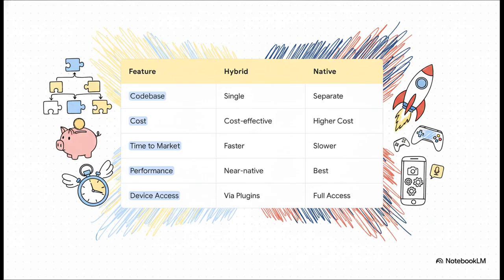But, and this is a big but, when you look at performance and device access, the story shifts. Native apps are built for one specific operating system, so they're always going to give you the absolute best, fastest, most optimized performance.